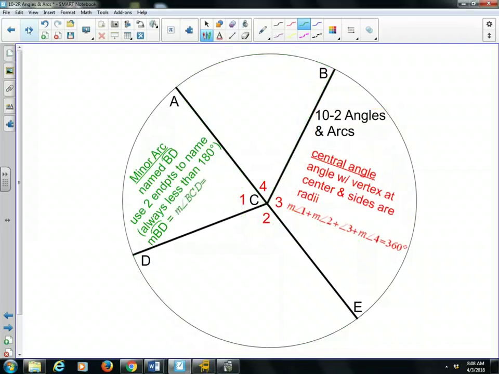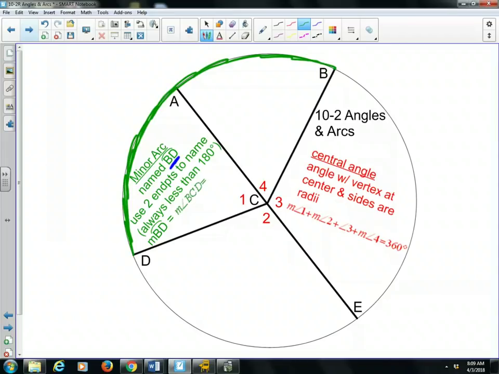So, now that we have that, let's define what a minor arc is. A minor arc uses two letters to name that minor arc. So here it's named BD. If I were to name this arc, you can maybe make that nice and dark in your circle book, just like I have it here. This is called arc DB or arc BD. You can name it either way. We always use two endpoints to name a minor arc.